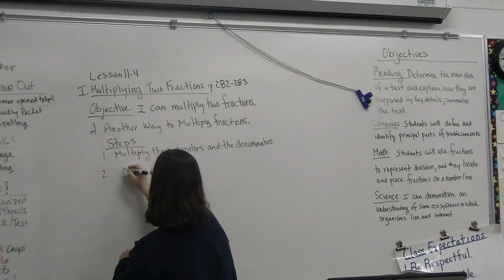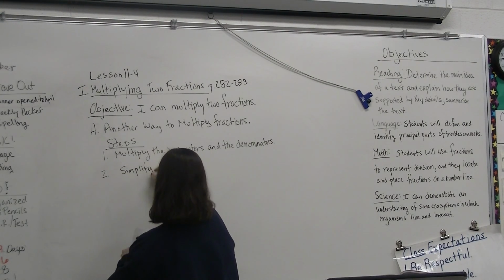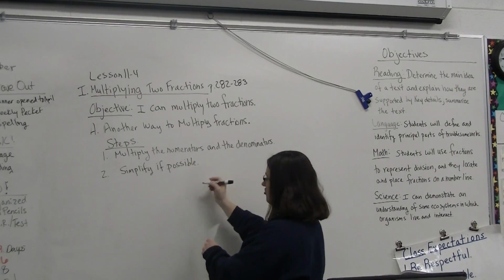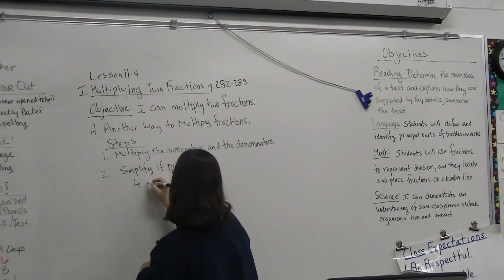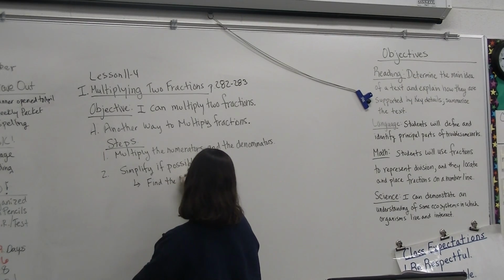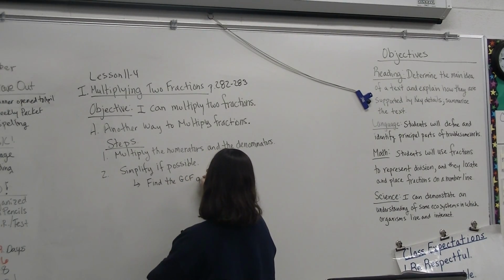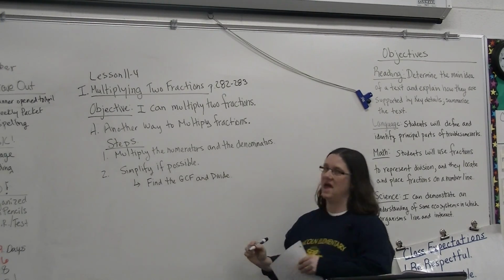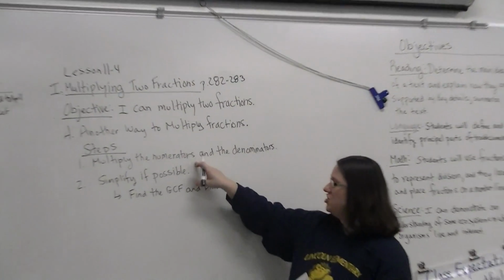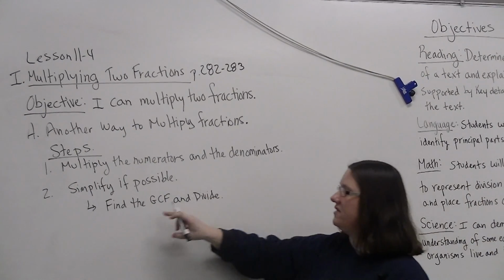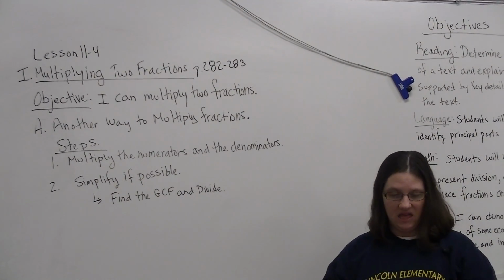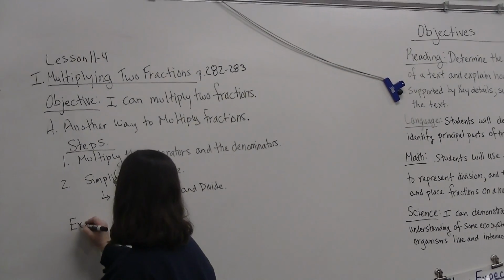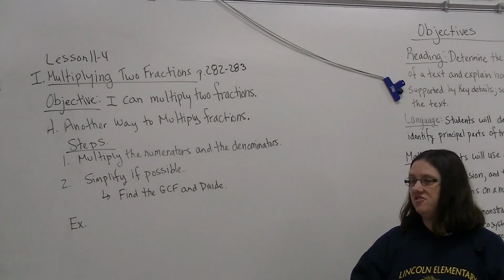And step 2 is to simplify if possible. You may need to add into your notes to remember that simplifying means to find the GCF, or your greatest common factor, and divide. Okay, so again, our steps will be to multiply the numerators and the denominators, going straight across, and step number 2 will be to simplify if possible. So let's write that example down, and again, if I'm going too fast, feel free to stop the tape and take a minute to take your notes.